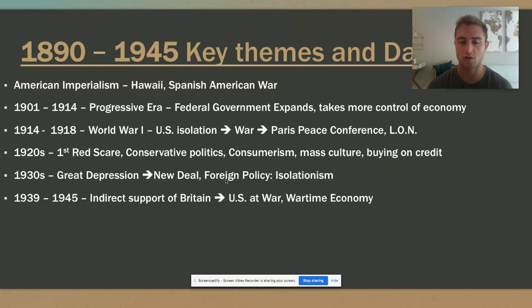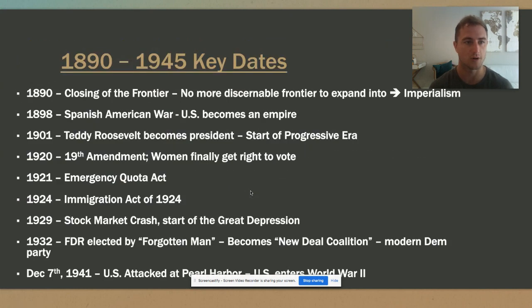At first, of course, the U.S. is going to stay isolated all throughout the 1930s, but in 1939, FDR directly starts supporting Britain against Nazi Germany. And then, of course, we get sucked into the war on December 7th, 1941, which, of course, is Pearl Harbor. Our key dates are listed here.